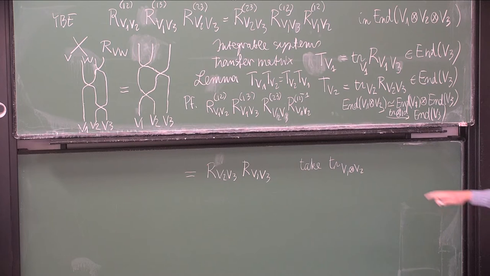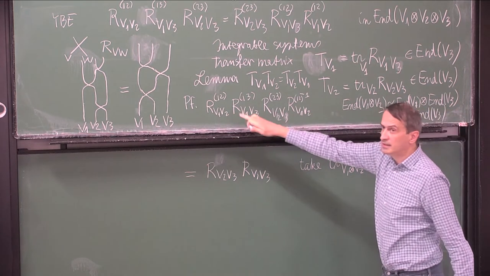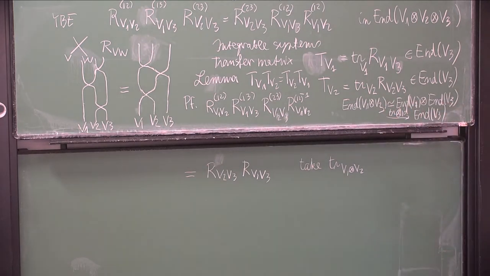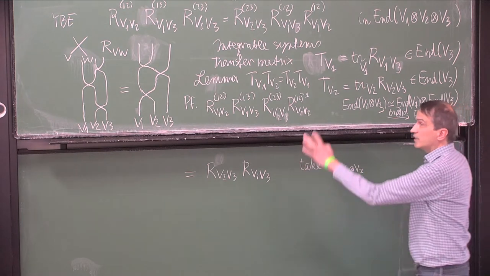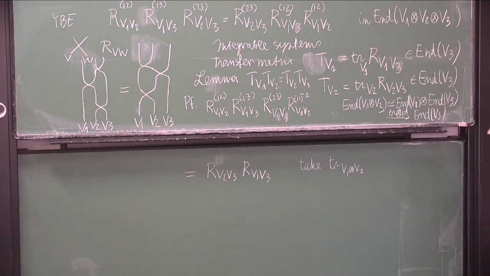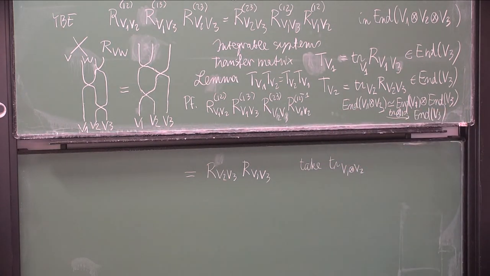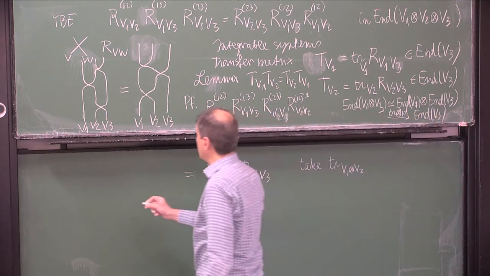Take the trace, then this will cancel, and you get the product of transfer matrices in the two orderings. I should write 2, 3 and 1, 3. Okay, so this is the famous consequence, and then the example.